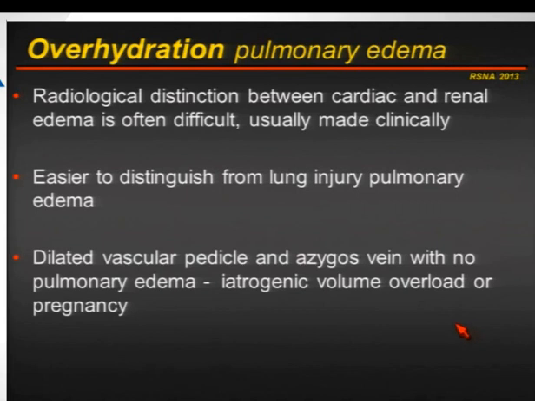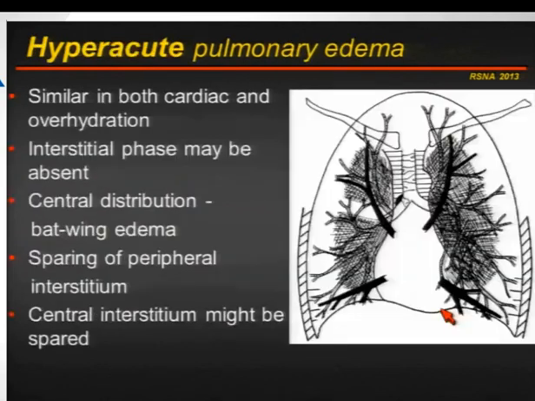The dilated vascular pedicle and the azygos vein with no pulmonary edema can be seen, but they usually happen in iatrogenic volume overload in the presence of normal cardiac function and normal renal function, or in pregnancy.